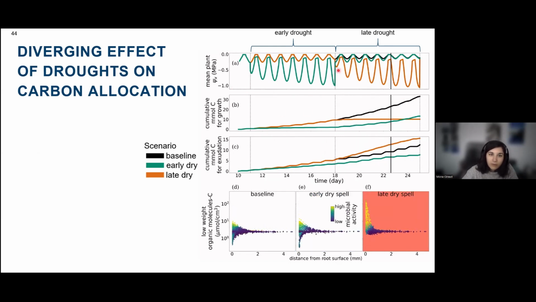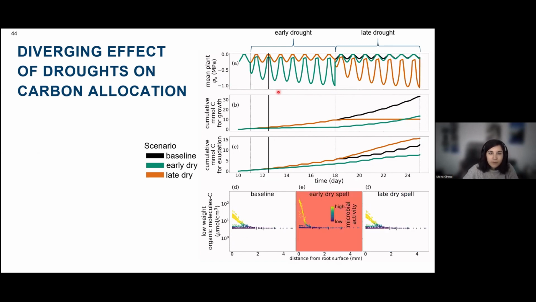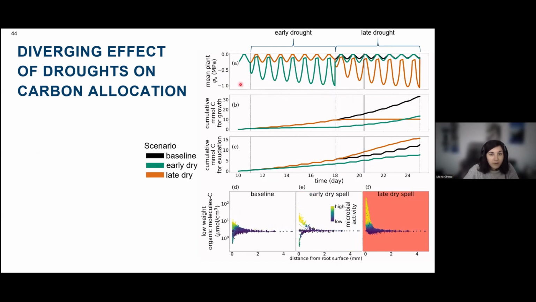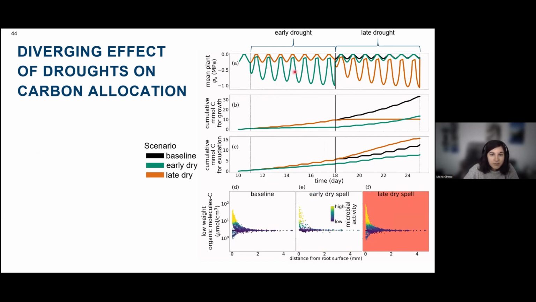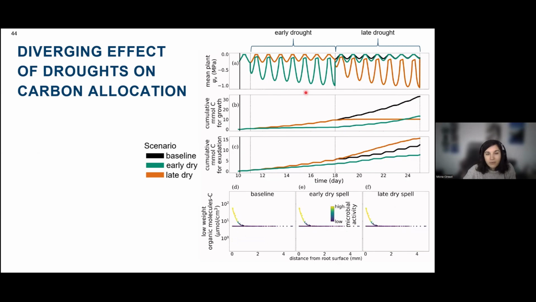So the first panel here shows the mean plant water potential. And so as expected, during the dry spell, we have a drop in plant water potential. And also you see the day-night cycle. So during the day, the water potential drops, and at night, the stomata close and the plant water potential increases again. And we see some slight difference between the two scenarios in the mean plant water potential.